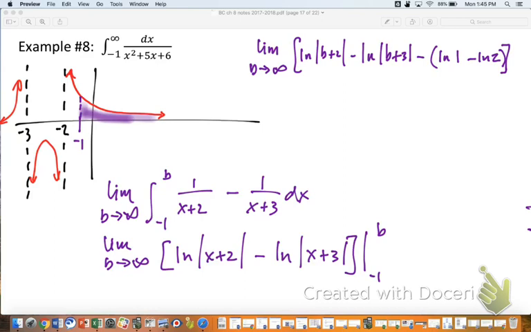How you doing? So far, so good? We're about to get some really curious results. So limit as b heads towards infinity. Let's clean this up just a little bit. So it'd be ln of b plus 2 minus ln of b plus 3. Are you guys okay with this just being plus natural log of 2? Yeah. Okay. Because ln of 1 is 0, right?